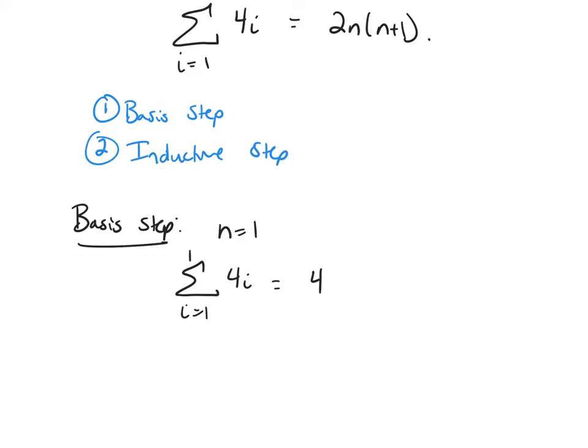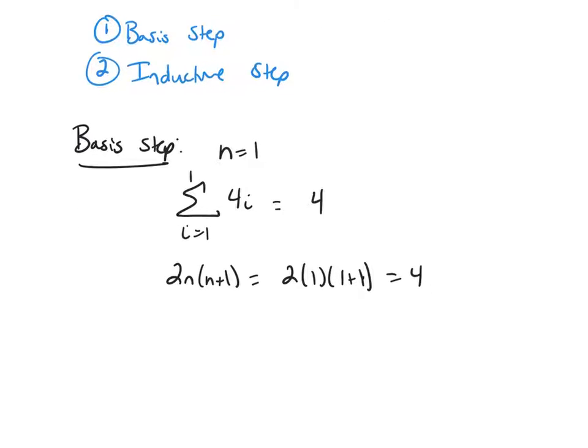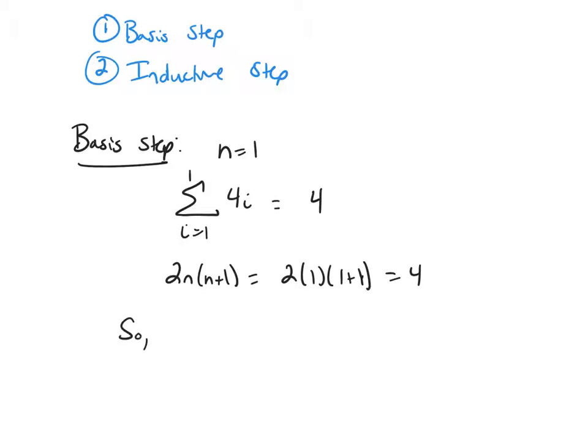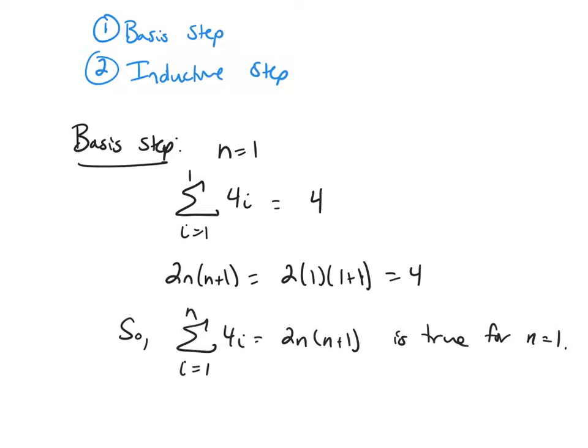Now if you plug 1 into the other side, 2n(n + 1), if you plug in 1 in place of n, you'll get 2 times 2, which is 4. And those are equal. So we know that this formula is true for n equals 1.